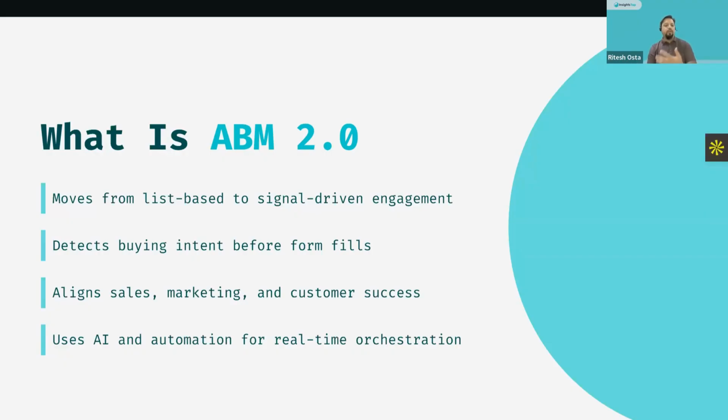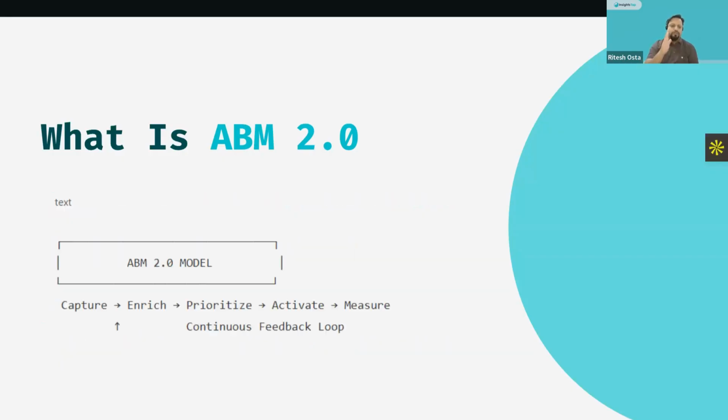And of course, the use of AI and automation for real-time orchestration is very important. If you didn't have AI and automation, I wouldn't be creating this kind of webinar on ABM 2.0. ABM 2.0 is largely possible thanks to AI and automation. With AI and automation, you can automate things quickly, use AI to take decisions quickly, and create content and personalization quickly. That is the reason we are talking about all these things right now, and we were not talking about them 5 years back, right? So this is the ABM 2.0 model.